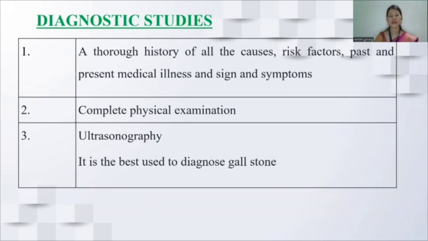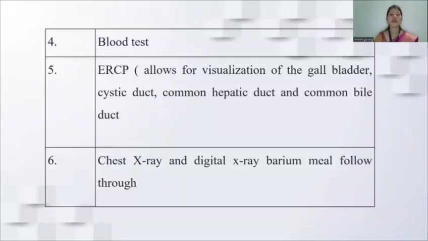Then we have to do a complete physical examination to see where the pain is, whether there is hypochondriac region pain and all. The next, ultrasonography is the best to diagnose the gallstone. Then other tests like your blood test, then also your ERCP. The ERCP test allows visualization of the gallbladder. ERCP full form is endoscopic retrograde cholangiopancreatography. The next is we can do chest X-ray, and also we can do digital X-ray and barium follow through.